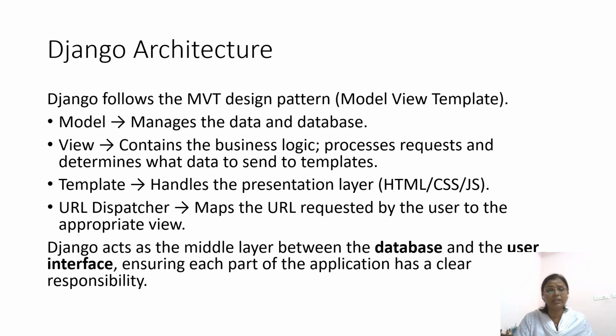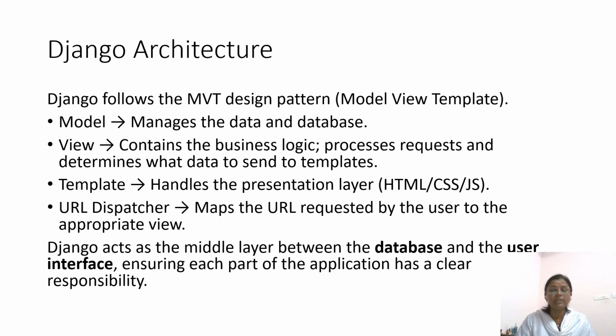Then how do we develop the Django architecture? Django architecture means we have an MVT rule, that is model, view, template. To develop a web application, first we have the model, then the view, then the template, then we create everything and dispatch. These things take place here.